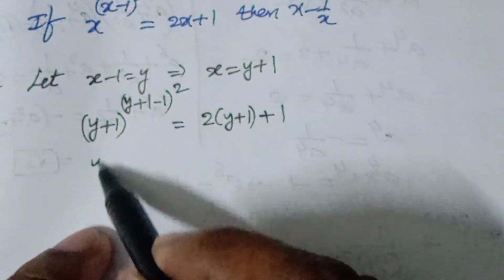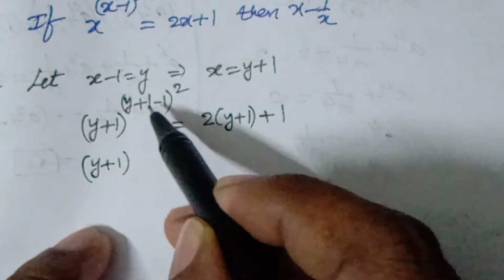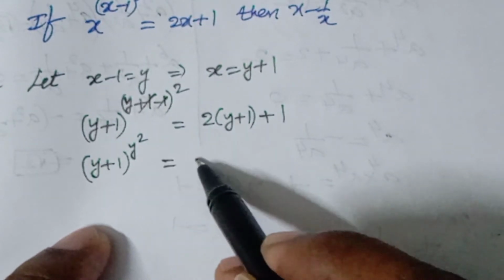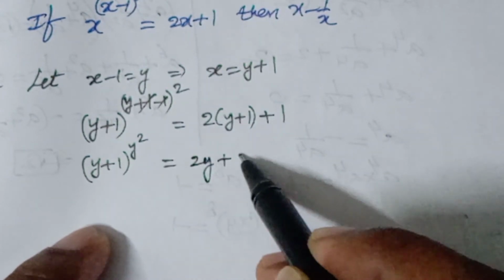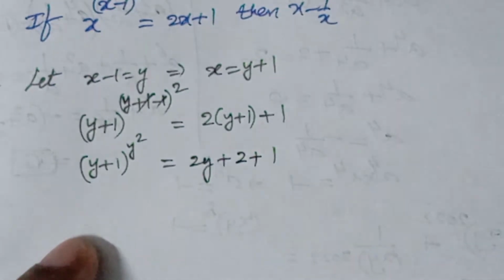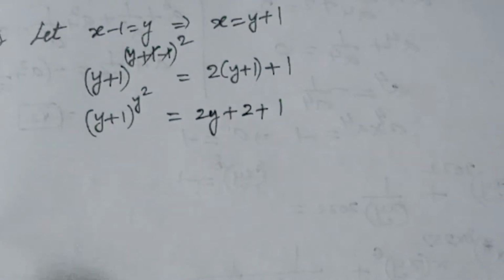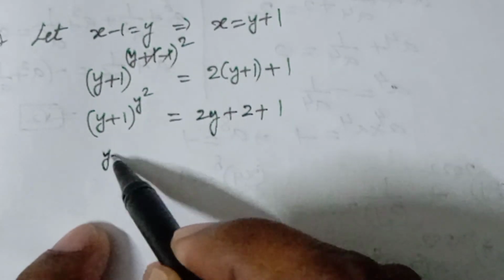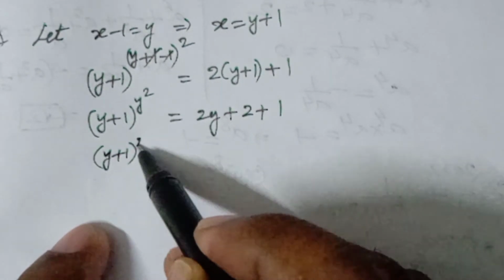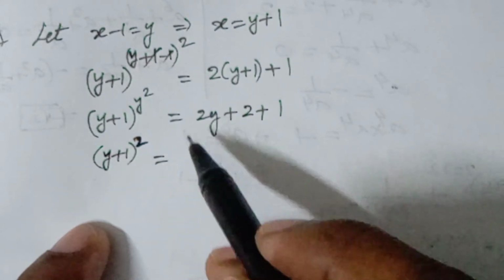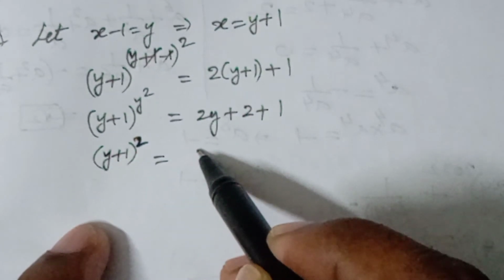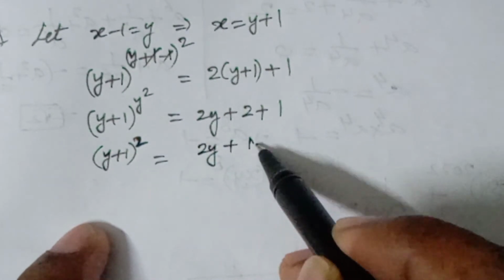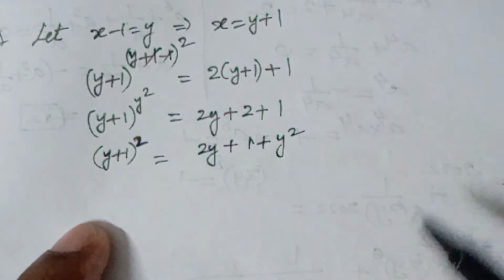So the LHS will become y plus 1 to the power of y plus 1 minus 1, where plus 1 minus 1 cancel. So we get y square is equal to 2y plus 2 plus 1. So the logic is here only. If you consider y plus 1 whole square, here you will get y square plus 2y plus 1.